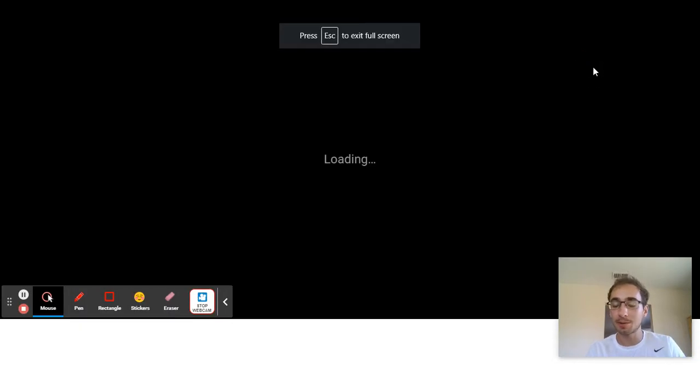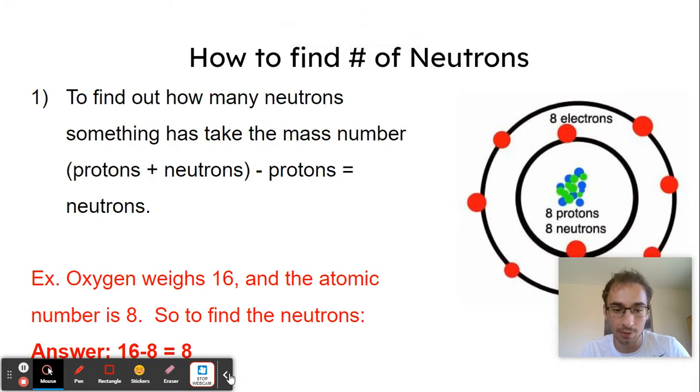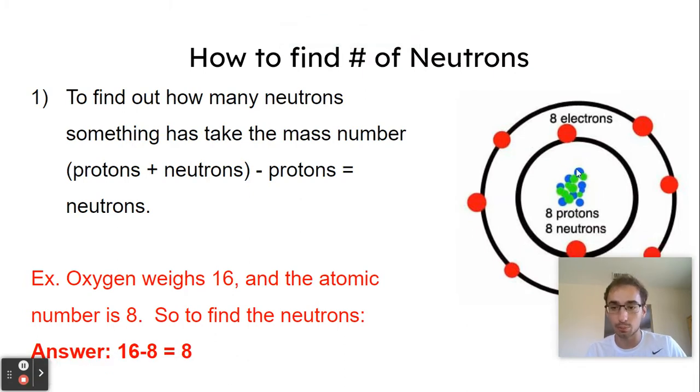Remember, to find out how many neutrons something has, you want to take the mass number, which is the total protons and neutrons put together, because electrons are so light you don't count them. So you take the total mass number, and then you subtract the protons, and that'll give you the neutrons.